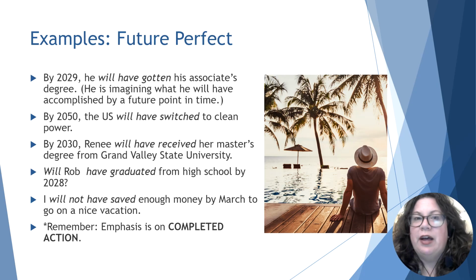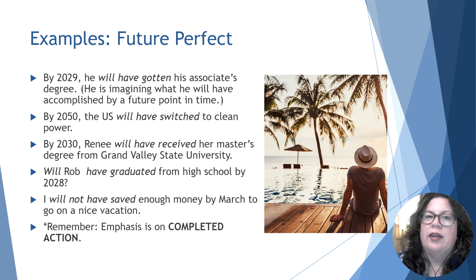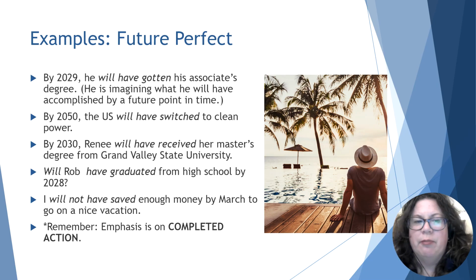For example, by 2029, he will have gotten his associate's degree. So he's imagining a future point in time, 2029, imagining what he will have accomplished by that point in time. By 2050, the U.S. will have switched to clean power. We can make a question, for example, will Rob have graduated from high school by 2028?